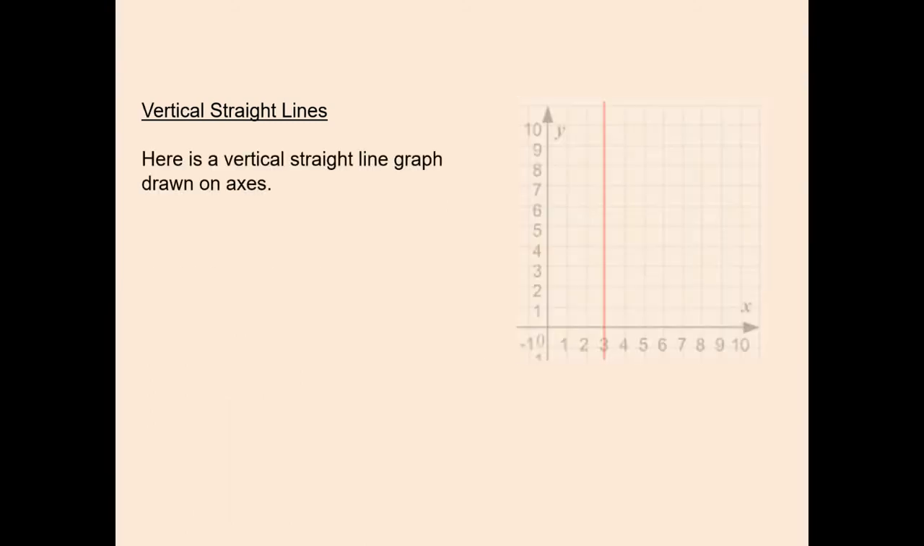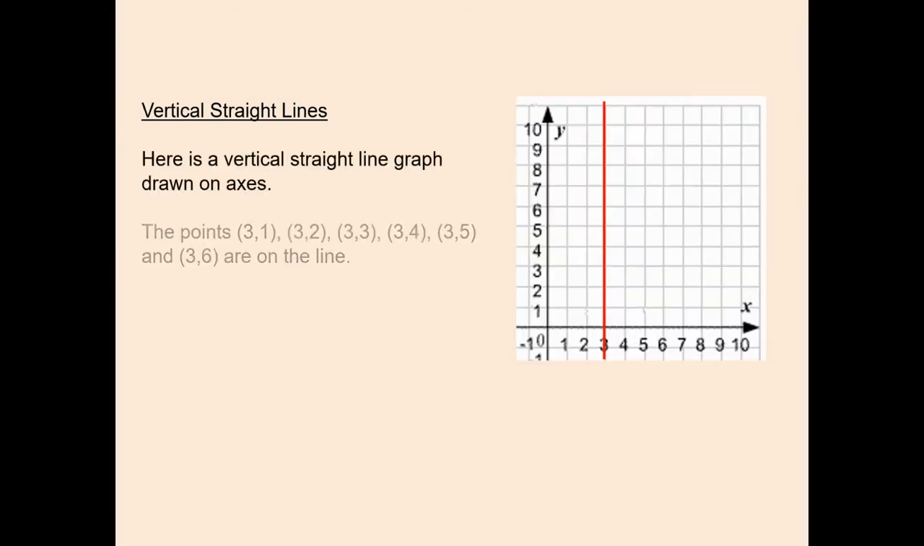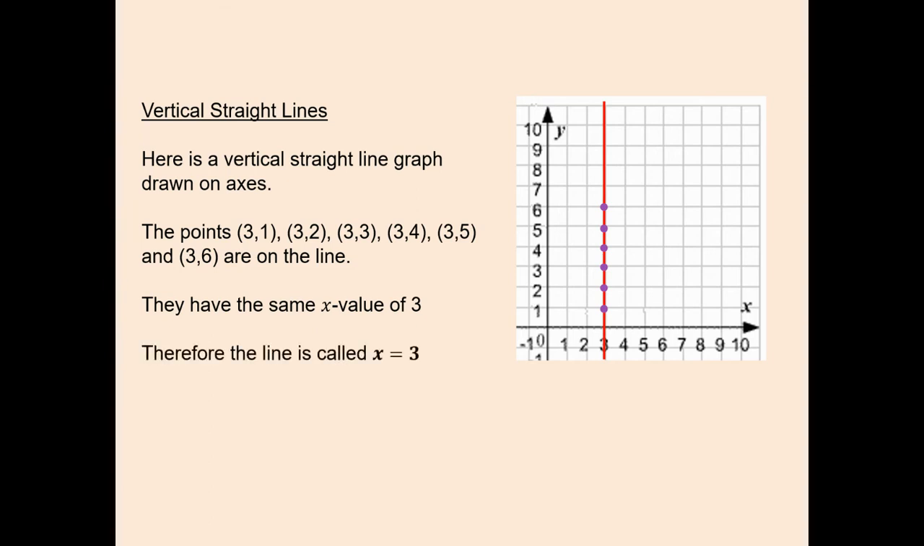Vertical straight lines now. This is an example of a vertical straight line. If we pick the points (3, 1), (3, 2), (3, 3), (3, 4), (3, 5) and (3, 6), what do they all have in common? The x value stays the same. They have the same x value, or x coordinate, of 3. So this line would have to be x is equal to 3. That's what we call it.